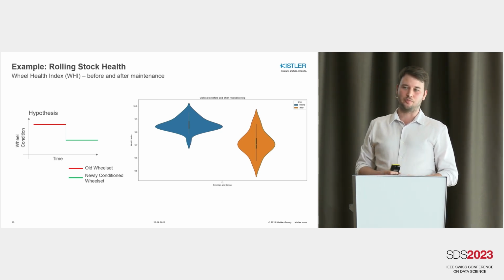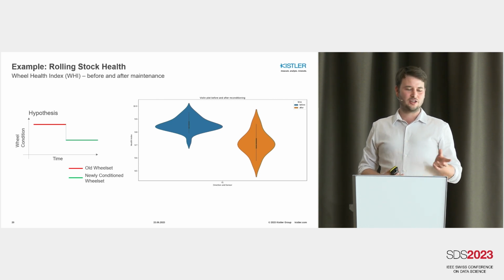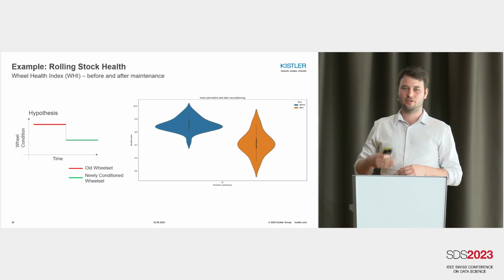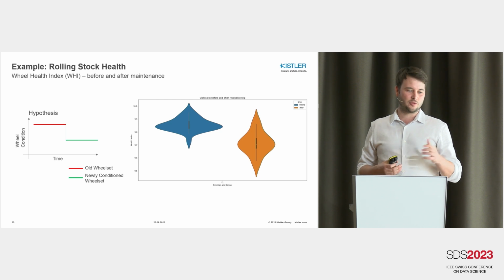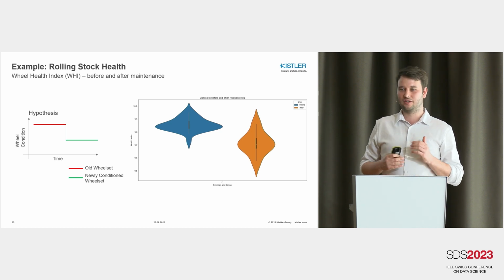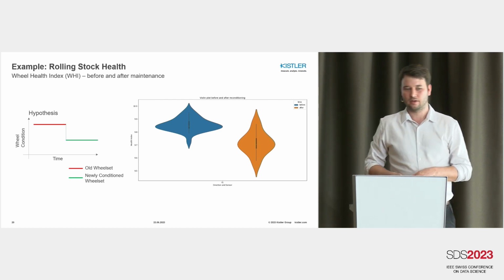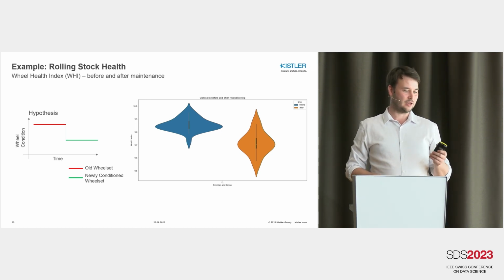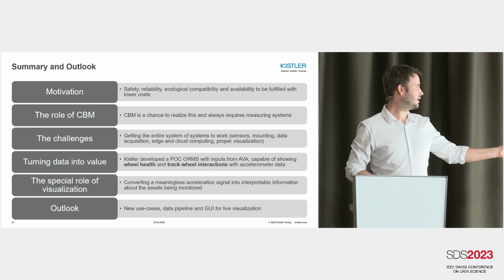hypothesis was proven true. What I also want to emphasize here is that this does not mean that the wheel was in a really bad condition, because it was a scheduled maintenance, so it was still good, but we were already able to pick these differences up and to show the customer what we found here. That was it from my side.